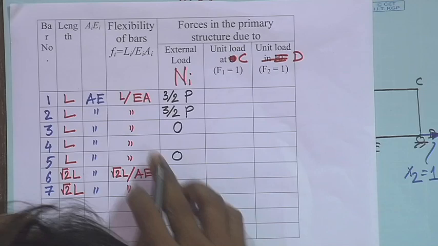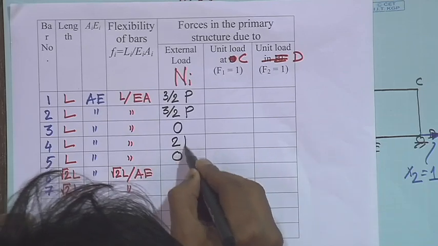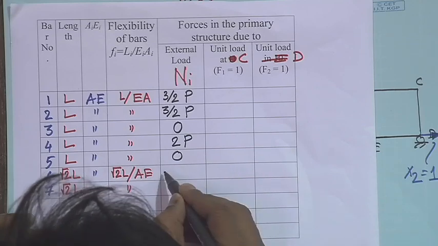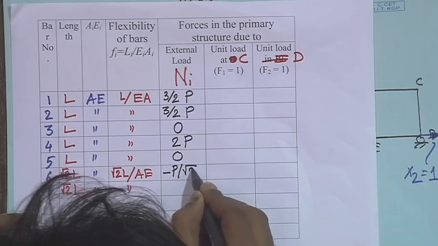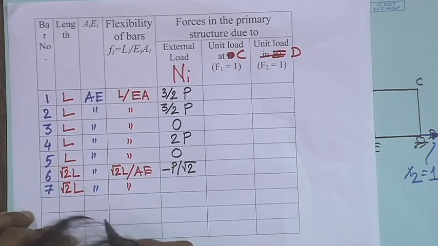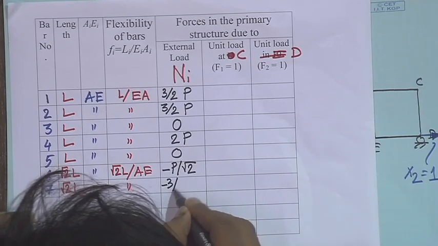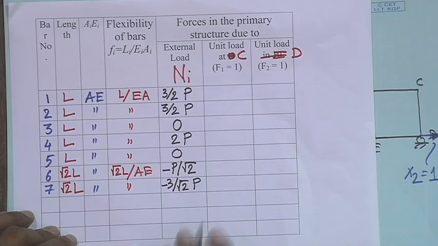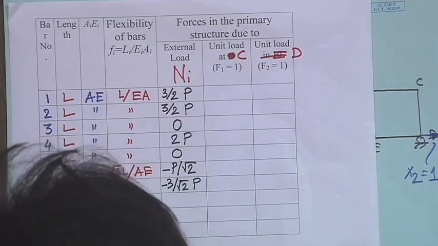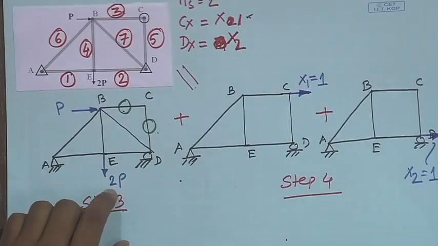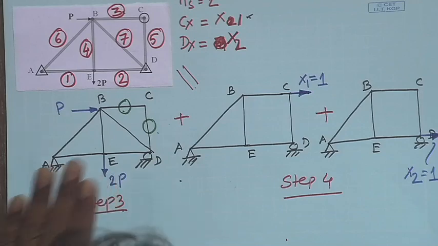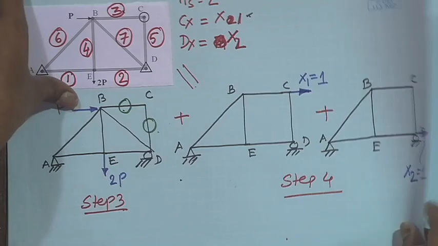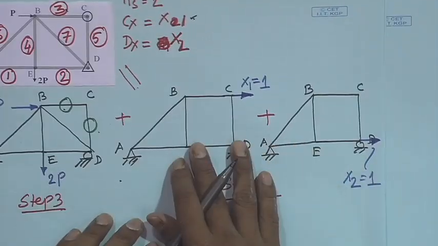Okay. And N4 will be 2p, N5 is 0, N6 will be minus p by root 2, and N7 will be minus 3 by root 2 p. Okay, please verify these values. Okay. So, this is the solution of the primary structure subjected to external load. So, step 3 is done. Now, let us do step 4. Step 4 is solution of this and this.